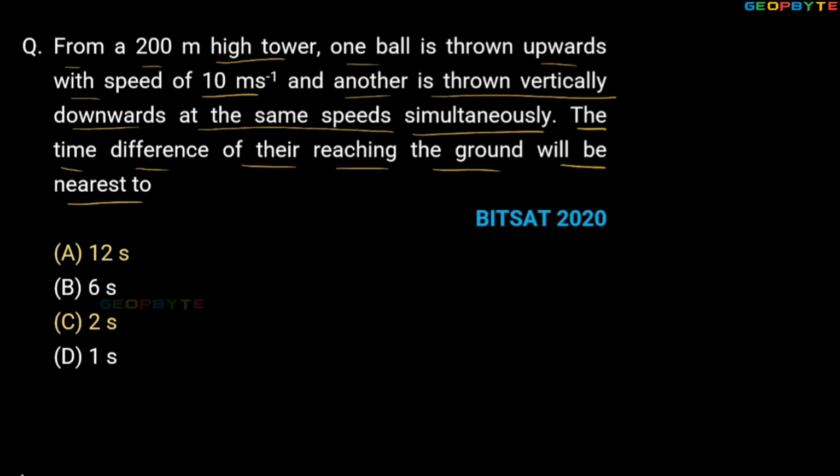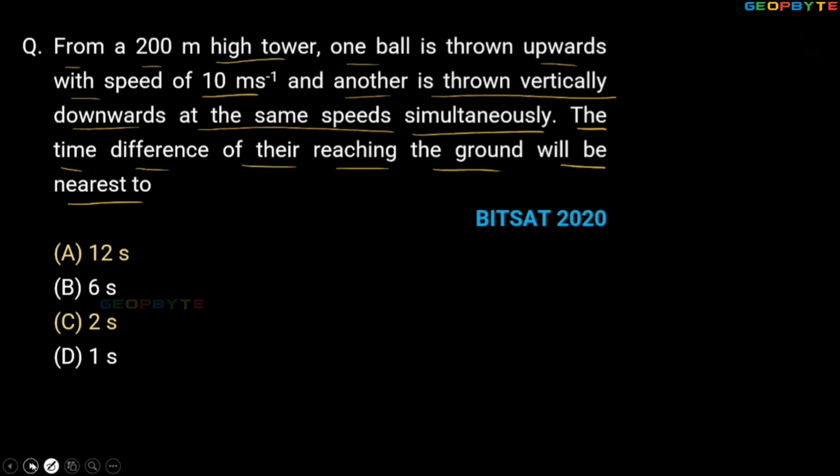Okay, it is like this. Let us take the first. This is the tower. Listen carefully. This is the tower. What is the height of the tower? 200 meters. Let me write it clearly. The height of the tower is equal to 200 meters. This is the height of the tower.